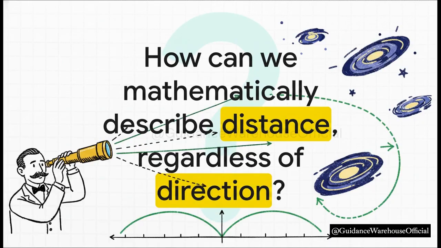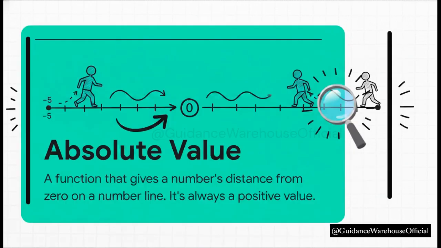Okay, so picture this. You're an astronomer, maybe someone like Edwin Hubble back in the day, and you're measuring how far away a galaxy is. Now, does it really matter if that galaxy is kinda to your left or way over to your right or up or down? Nope, not at all. The distance is just the distance, right? It's always a positive number. So the big question is, how do we write that down in the language of math? How do we capture this idea of a pure directionless distance? And that, my friends, is where absolute value comes in.